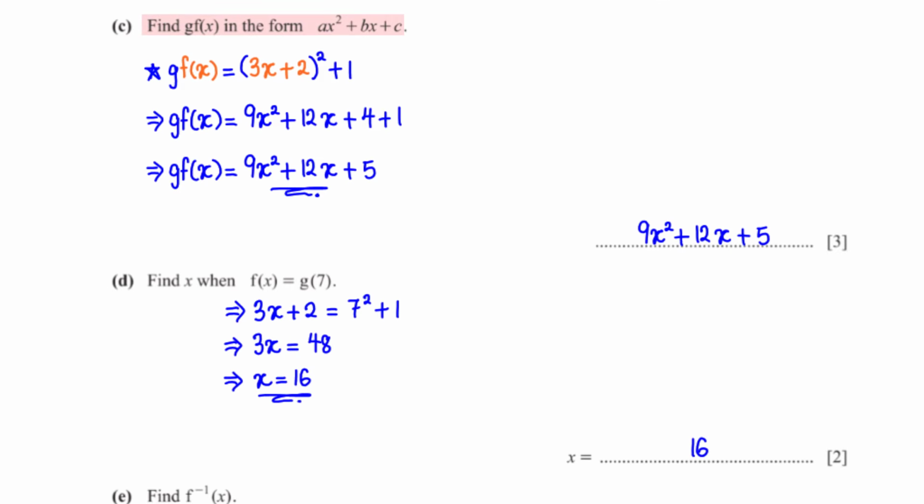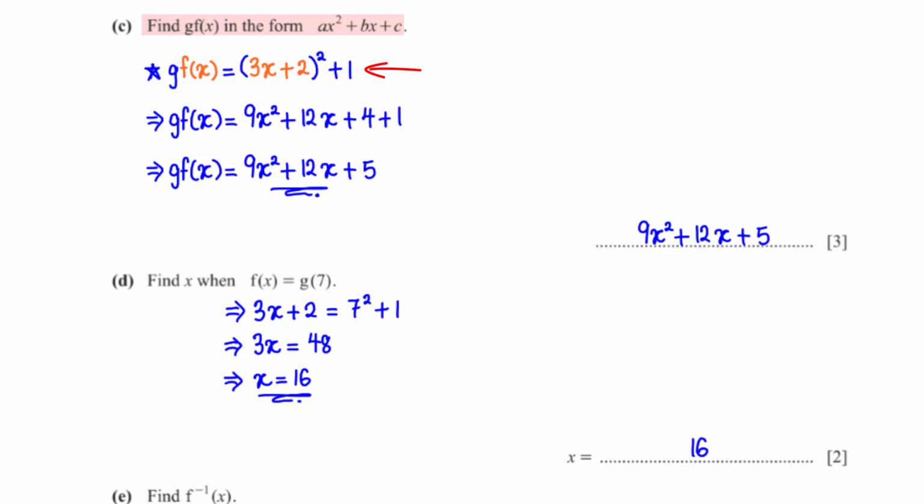Find g of f of x in the form ax squared plus bx plus c. To get g of f of x, we take out x in g of x and replace it with f of x, which gives us (3x plus 2) squared plus 1.